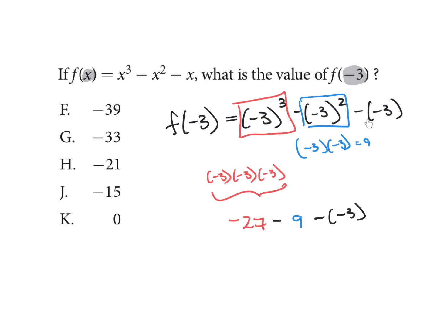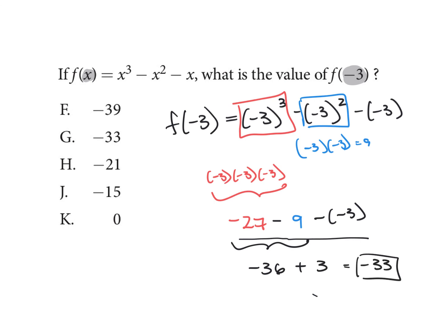I'm just dragging this part down here. And then feel free to plug into a calculator if you want, or you could simplify if you want. This would get me negative 36 minus a negative 3 is kind of like adding, and you would end up with negative 33 as your solution, which is G.